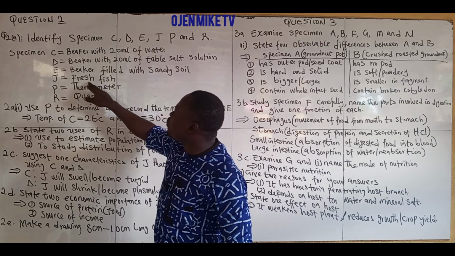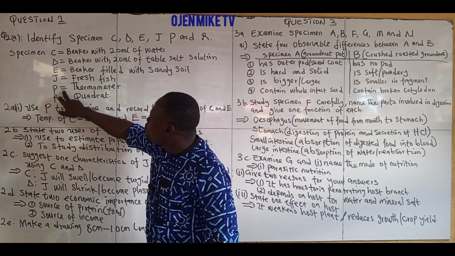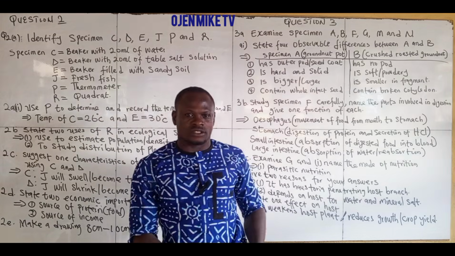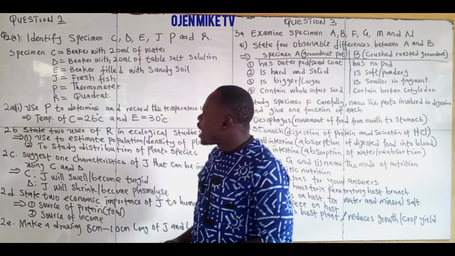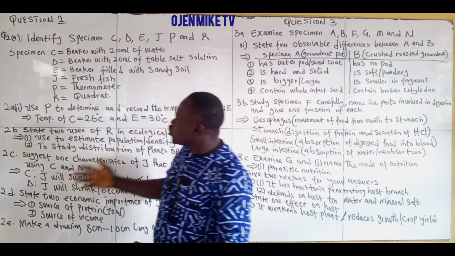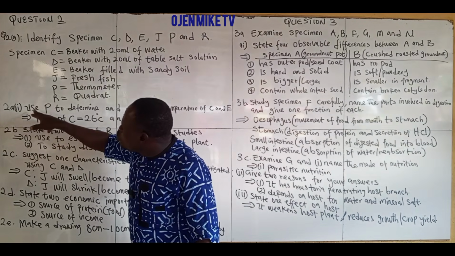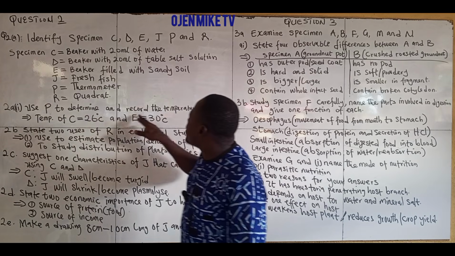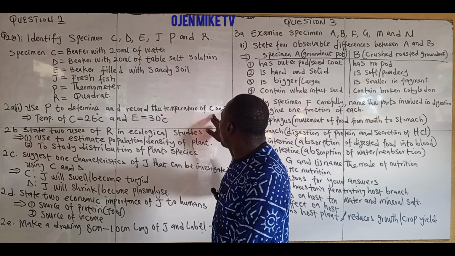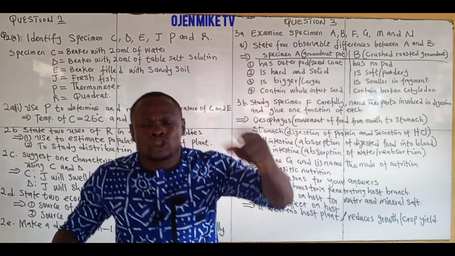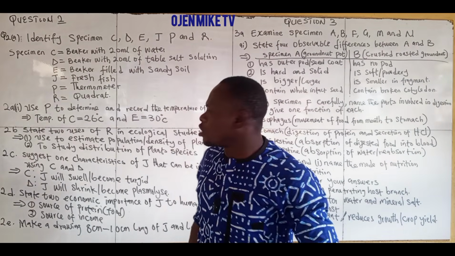Specimen J is fresh fish. Specimen P is a thermometer. Specimen R is what? Quadrat. Alright, quadrat. Now, in our question number 2, AI, we are saying use P to determine and record the temperature of C and E. That is what you should be expecting.